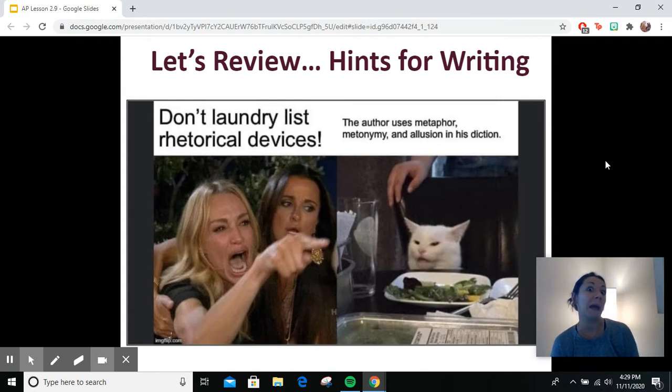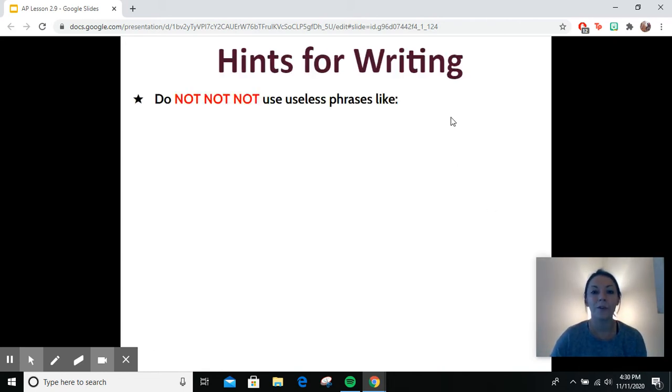This is one of my biggest things I always tell students every year. Do not laundry list rhetorical devices or rhetorical choices in your essay. You don't want to just say the author uses metaphor, metonymy, and allusion in his diction. That's just laundry listing those choices. We'll go over again what to do and what not to do.